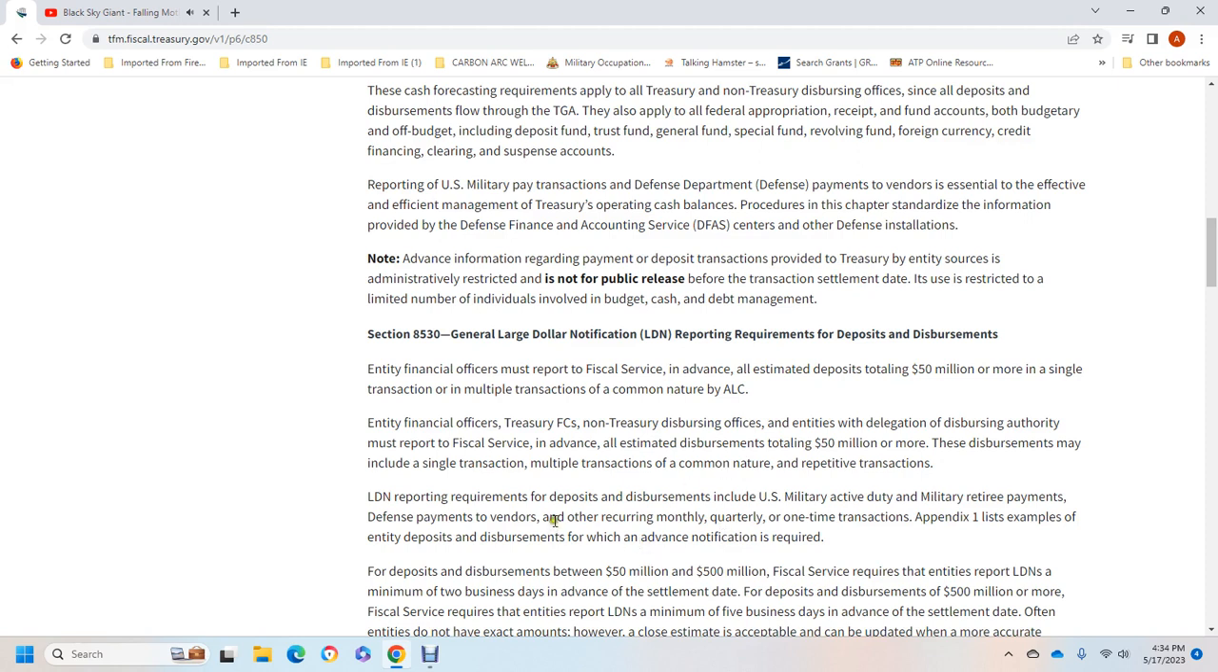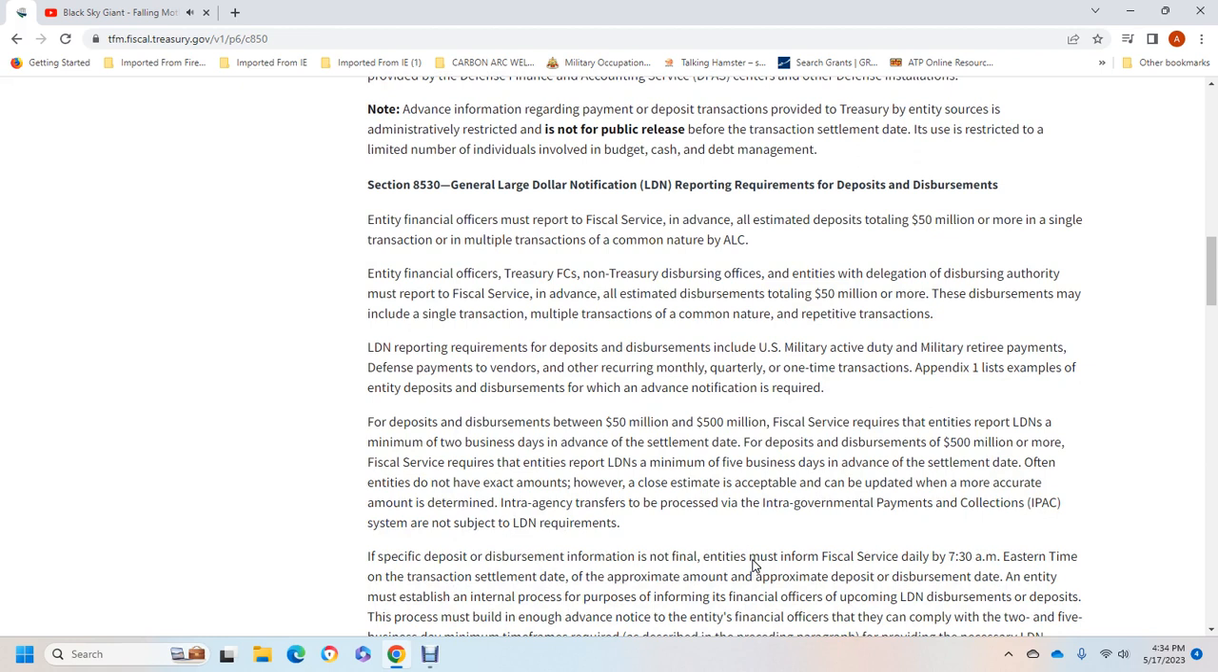The LDN, or large dollar notification, requirements apply to deposits and disbursements such as U.S. military active duty, military retiree payments, defense payments, and other payments required monthly, quarterly, over time, or as one-time transactions. One list of examples of deposit and disbursements with advance notification is required for deposits and disbursements between $50 million and $500 million. Officials must be given the large dollar notification a minimum of 2 business days in advance of the settlement date. For deposits or disbursements of $500 million or more, officials must be given the large dollar notification a minimum of 5 business days in advance of the settlement date.